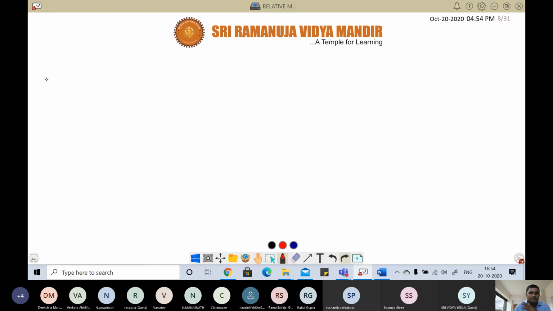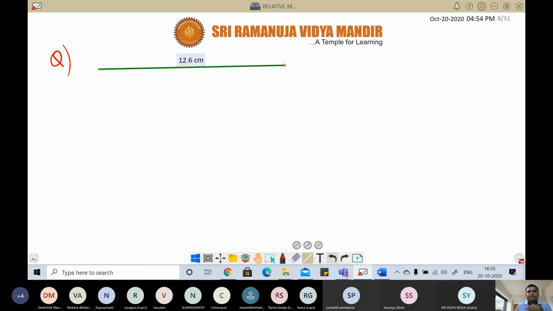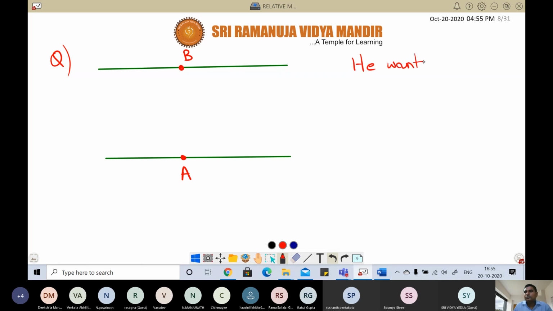There is a man. Okay, now let me start. This is the question. As usual, this is the river. Now a man wants to go from point A to exact point B. He wants to reach B exactly. A is the starting point.